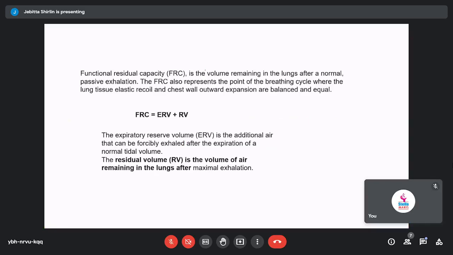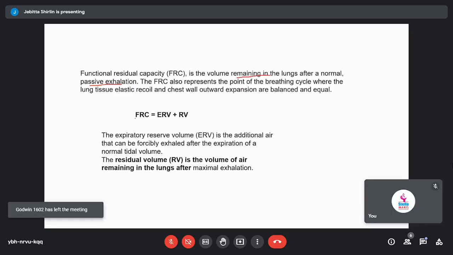FRC is the functional residual capacity, and I'll explain what this is. It is the volume of air that is remaining in the lungs after a normal passive exhalation. After you exhale, after the process of expiration, there will be some volume of air that is remaining, and that is what is called the functional residual capacity. The lungs are elastic and they recoil against the chest wall, and there would be a balance between the outward expansion and the inward contraction. That balance is brought about by this little amount of air stored there.